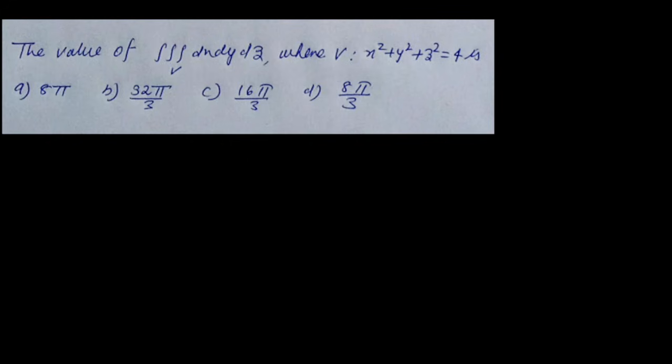This is the very easy question, memory based question. If you go to solve it by the multiple integral, it will be quite time consuming, but we have to find the volume, because if this is the sphere, that is x square plus y square plus z square is equal to a square. So here a is 2, so 2 square, and we have to find the volume. So because using triple integral, that is dx dy dz, we have to integrate it over the region V.